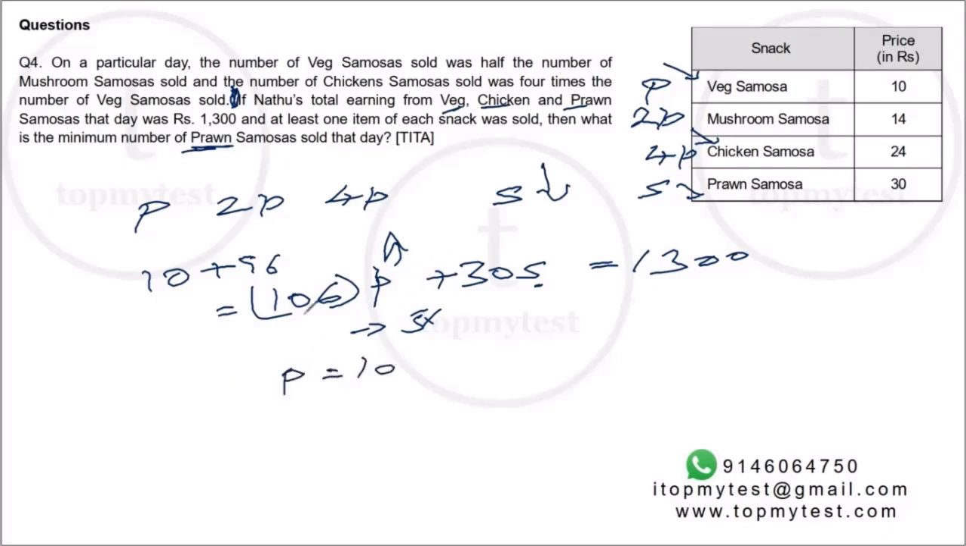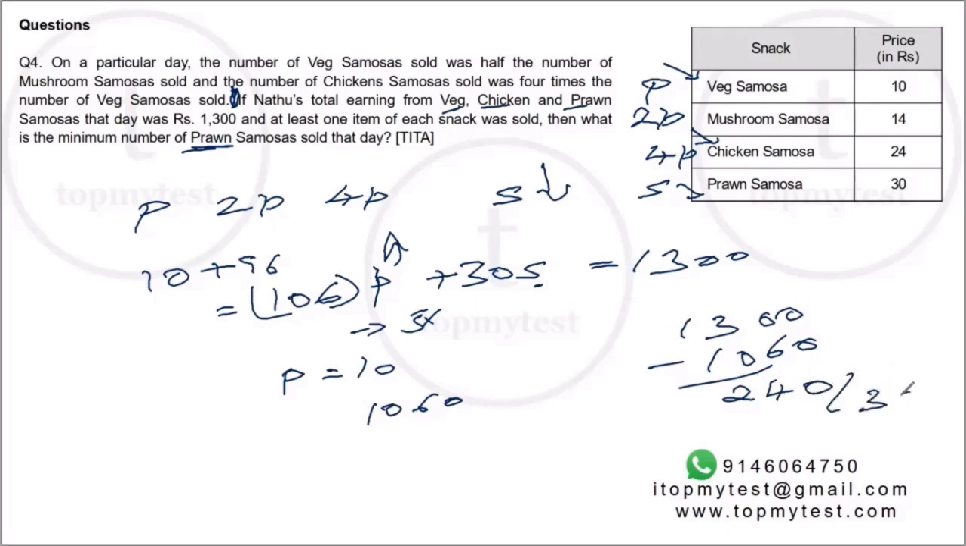So put P is equal to 10, you get 1060. Balance will be 1300 minus 1060. That's equal to 240. Can 240 be divided by 30? Yes, it can be 8. So 8 will be the minimum number of prawn samosas that day.